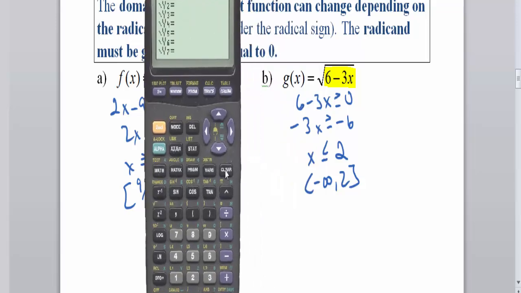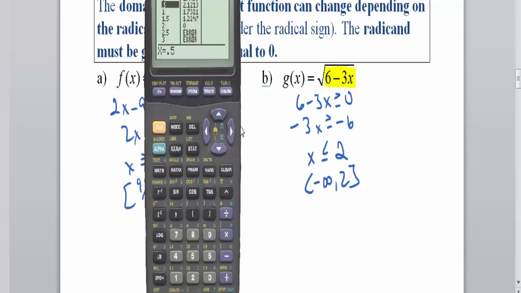Okay? And then the other one was 6 minus 3x, right? The square root of 6 minus 3x. So let's change this to 6 minus 3x, right? The square root of 6 minus 3x. And if I go to my table here, I can see that, all right, it's actually undefined at these positive numbers here.